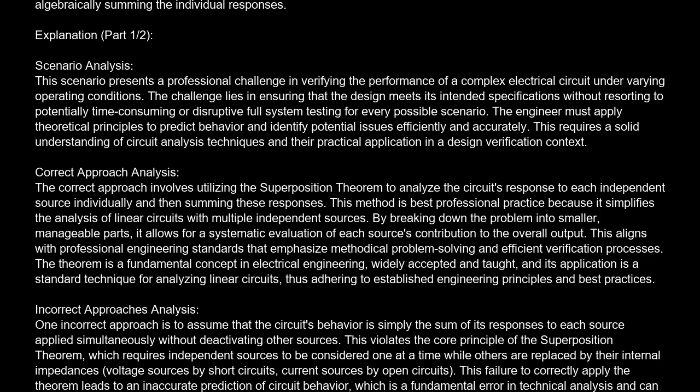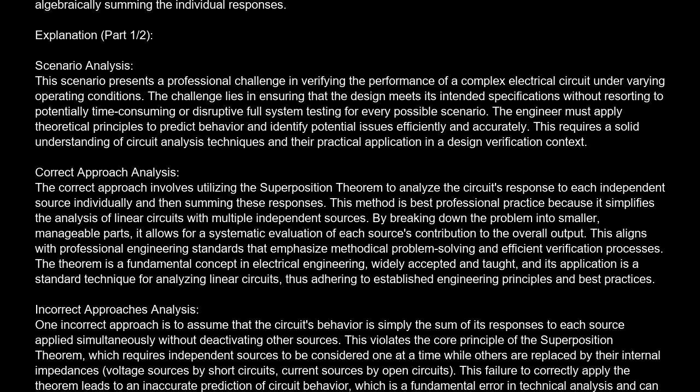Analyze the circuit by considering the effect of each independent source one at a time, while deactivating all other independent sources, replacing voltage sources with short circuits and current sources with open circuits, and then algebraically summing the individual responses. Explanation. Scenario analysis. This scenario presents a professional challenge in verifying the performance of a complex electrical circuit under varying operating conditions. The challenge lies in ensuring that the design meets its intended specifications without resorting to potentially time-consuming or disruptive full-system testing for every possible scenario.